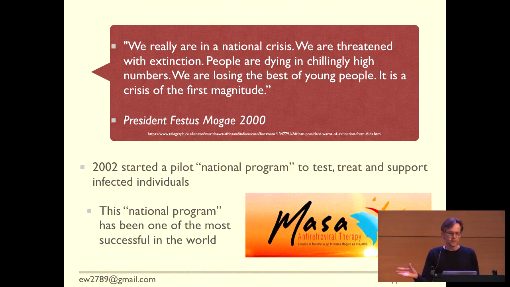And that sort of merged in 2002 into a national program, which meant that the government agreed to then fund free treatment, testing, monitoring, whatever was necessary to get people onto the drugs that were then available. And that program, which still continues today, is probably the most successful one in the world at the moment for combating HIV.